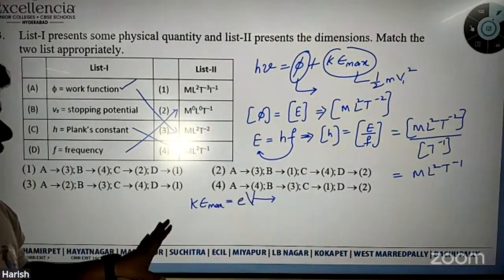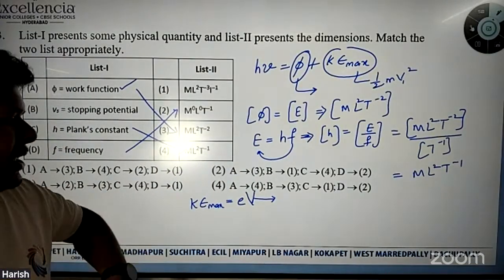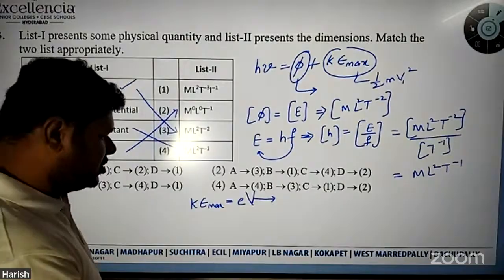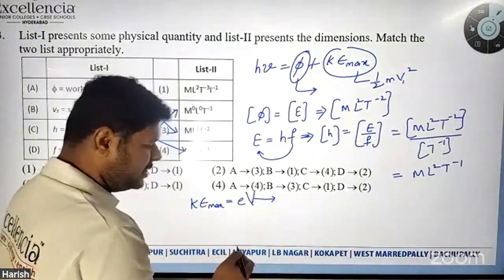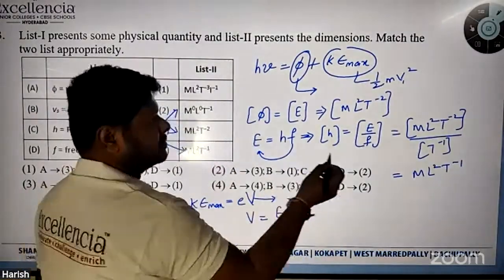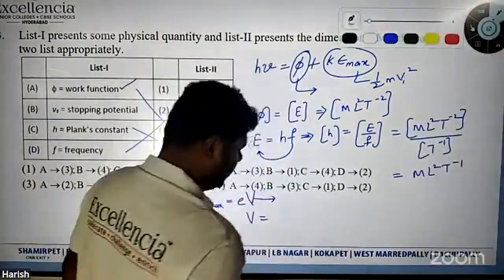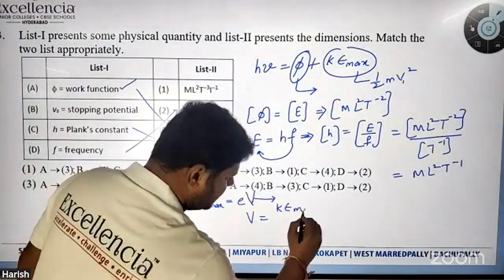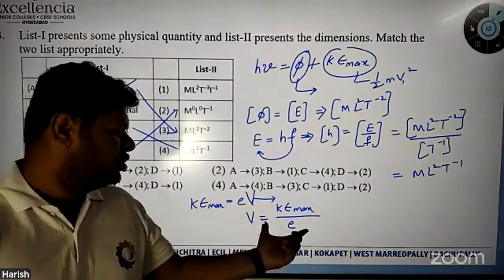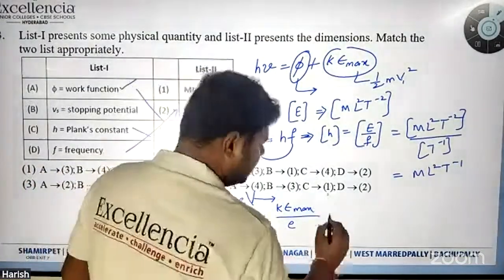I'm trying to just record the formulas which are connected to this particular topic, that is the photoelectric effect, so that the formulas will be revised once again. We know that KE max is equal to eV. So from here, V is nothing but the stopping potential. So I can write stopping potential is KE max by e. So the dimensional formula of stopping potential should be equal to the dimensional formula of KE max by e.